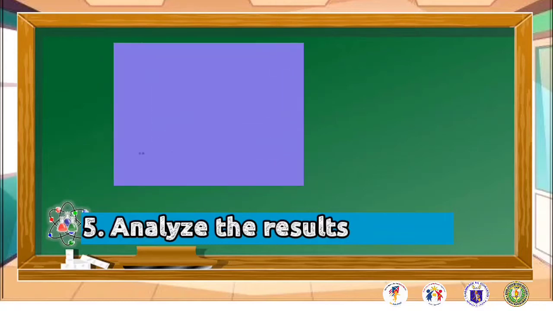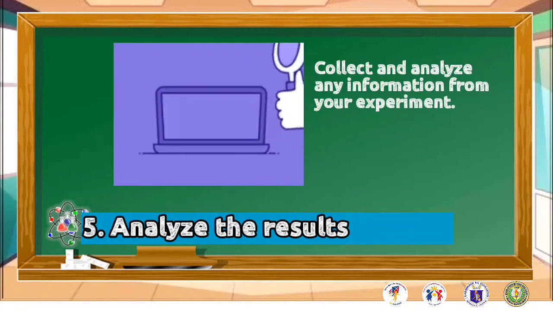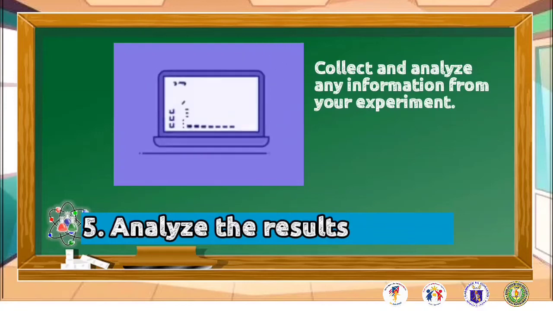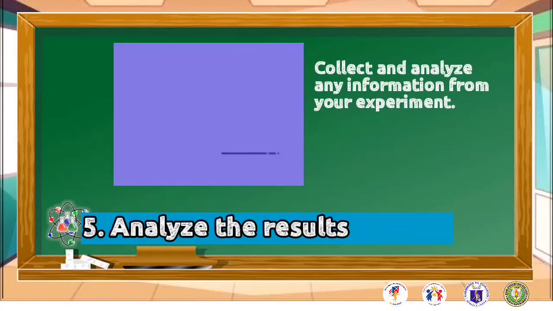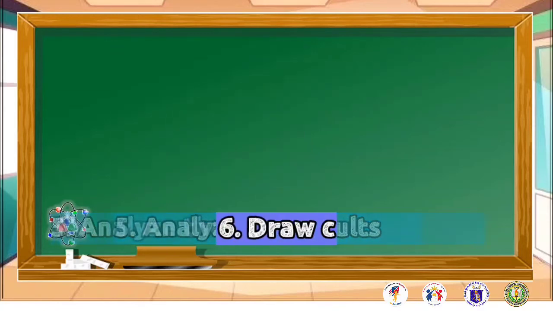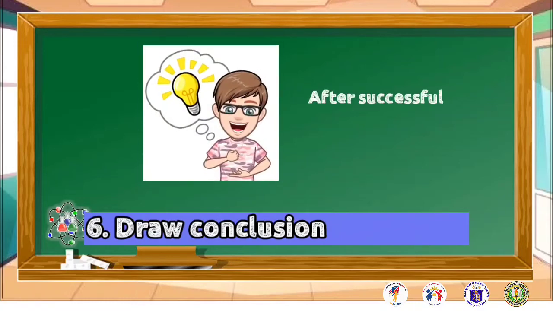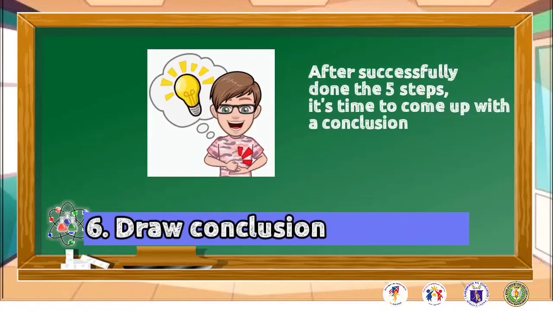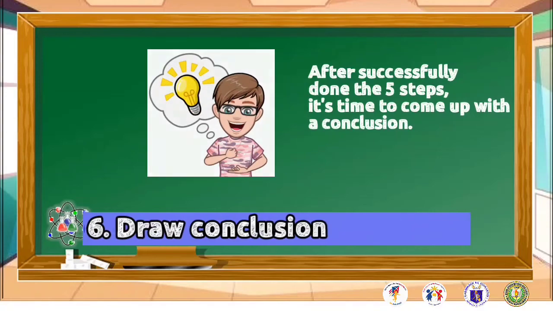After performing an experiment, collect and analyze all the information you have gathered from your experiment. And lastly, after you have successfully done the 5 steps, it's time for you to have your conclusion, or the final answer to your question.